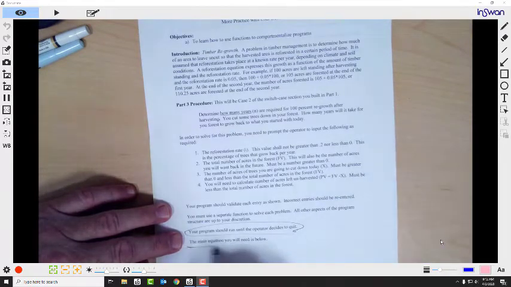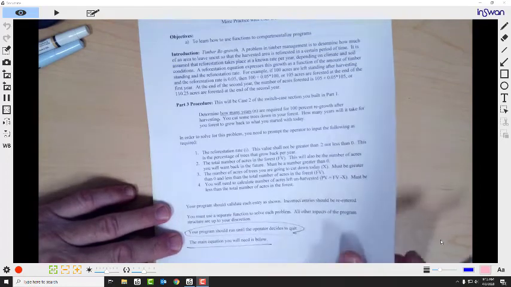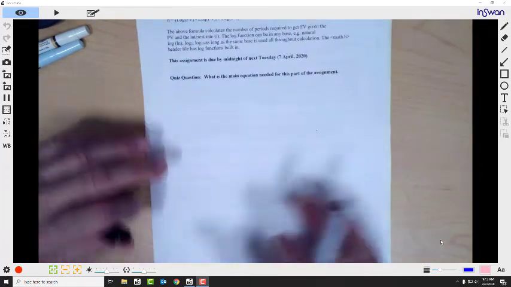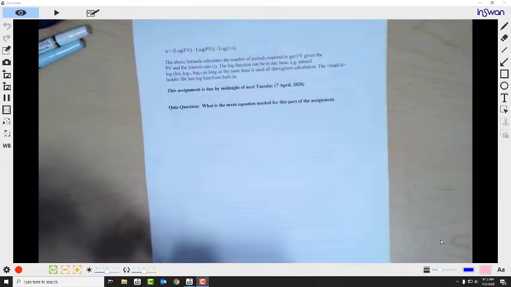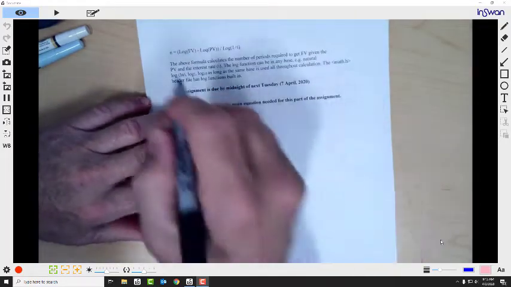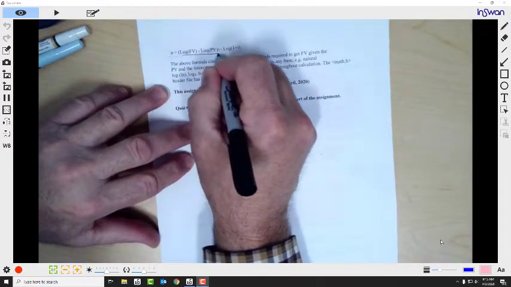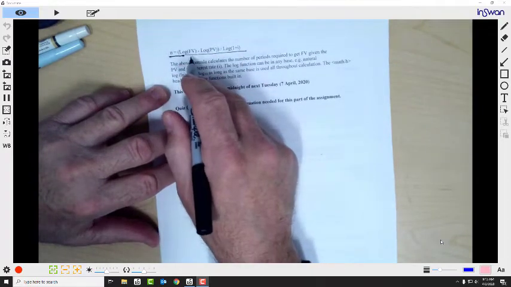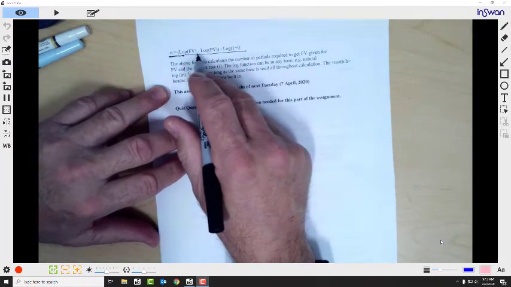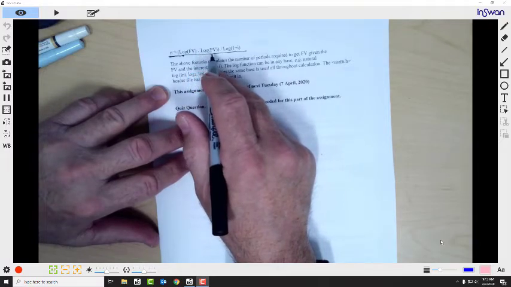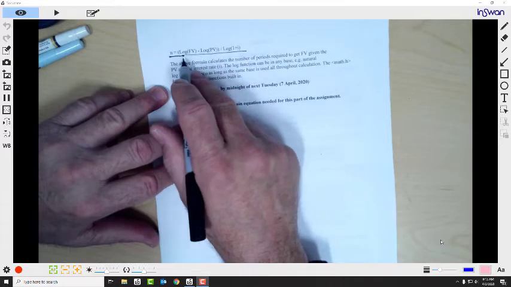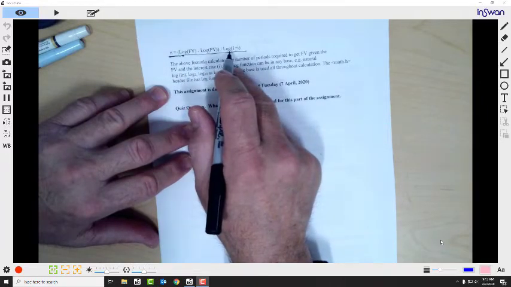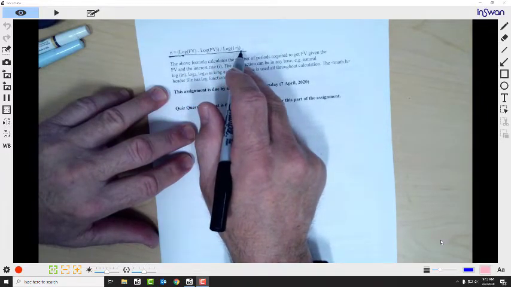Okay, so what is the main equation? Well, here it is over here, and I will be sending this to you via email also today. Here's the equation you will need to use. N equals the log of the future value, subtract from that the log of the present value, and divide that difference by the log of 1 plus I.